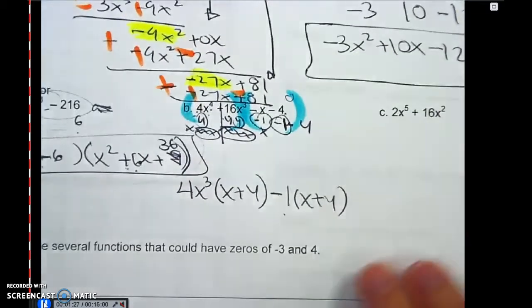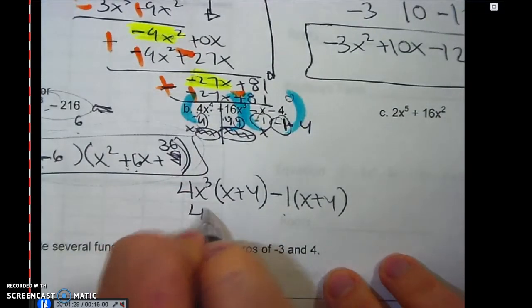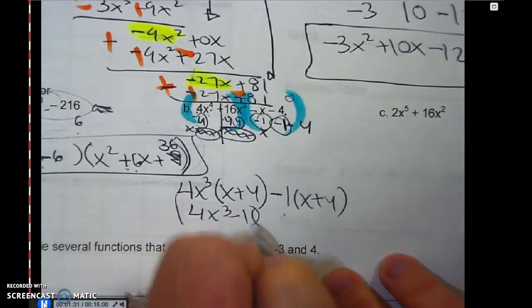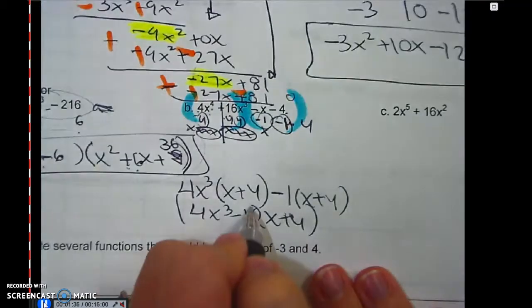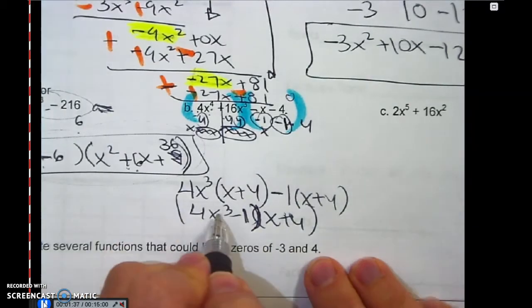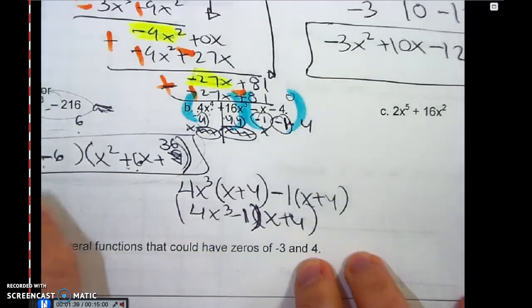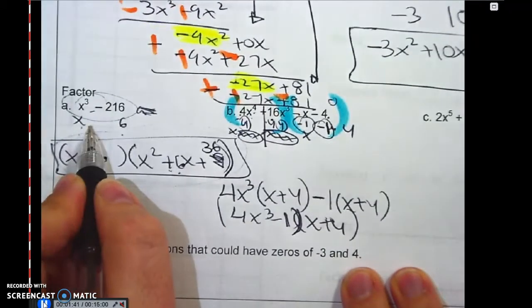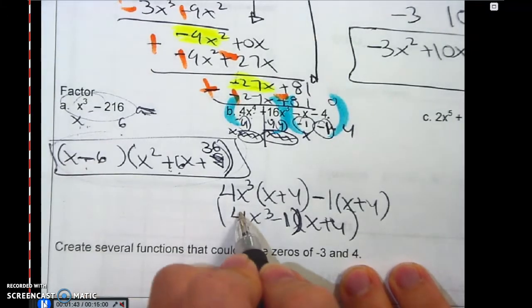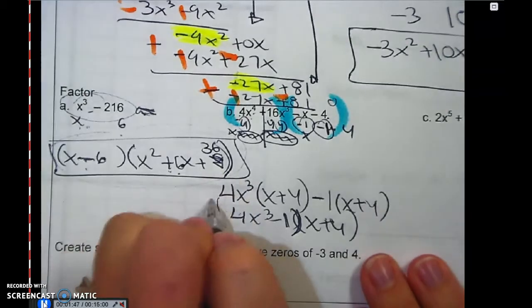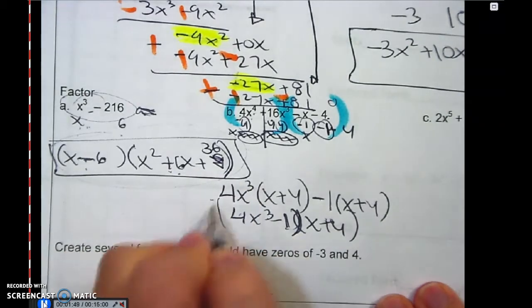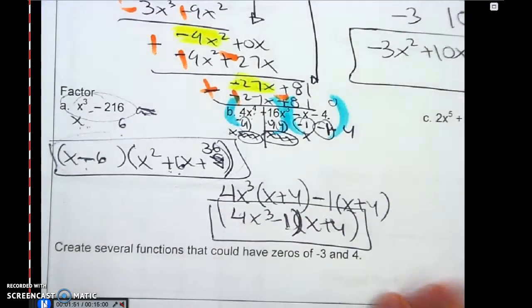Now I see a match. So I'm going to go 4x cubed minus 1 and x plus 4. But I need you to be careful, because as soon as I see a cubic, I have to think, could I have kept going? Well, what times what times what is 4? Nothing. So I'm off the hook. But it could have been because of that 1. All right, let's put a box around that. Let's do the next one.